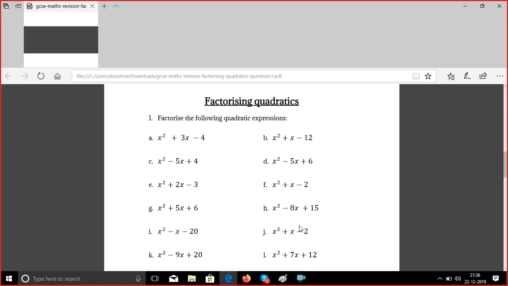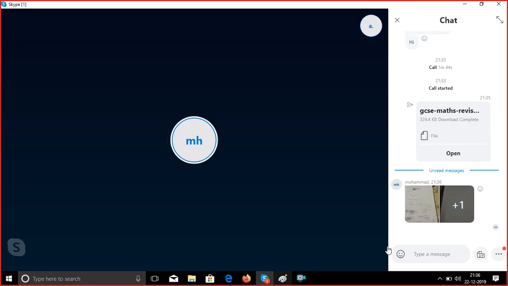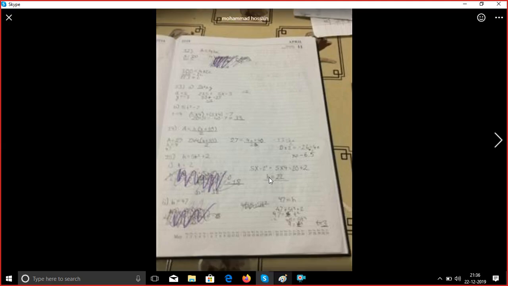Question, we have to solve x squared plus 3x minus 4. So not only do you have to factorize, but you have to calculate the value of x. So this is your homework.